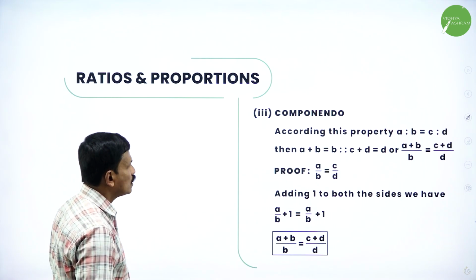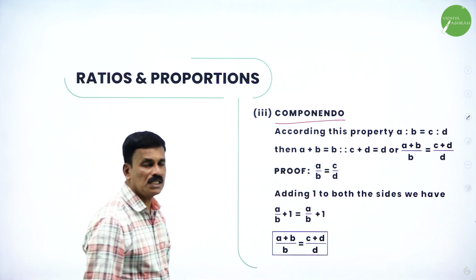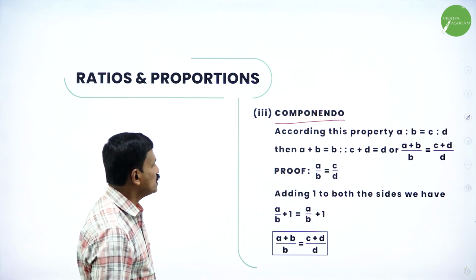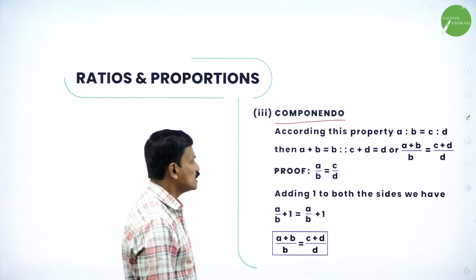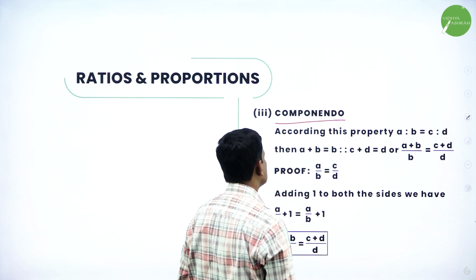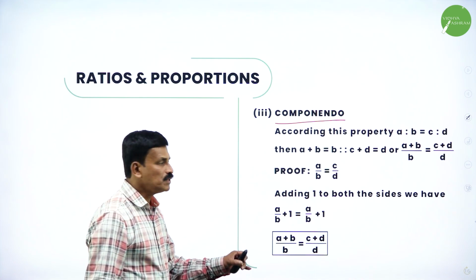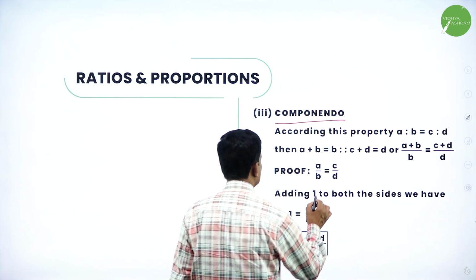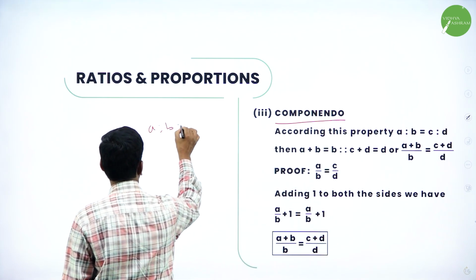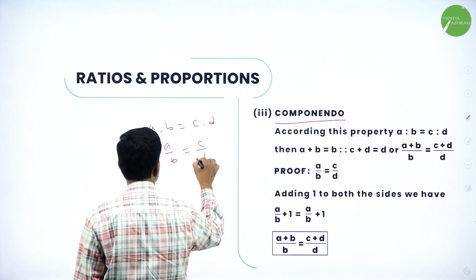Now, next, comparendo. So, the next one is comparendo. According to this property, if A is to B is equal to C is to D, then A plus B by B is equal to C plus D by D, or A plus B by D is also equal to C plus D by D. If A is to B is equal to C is to D, it means A by B is equal to C by D.